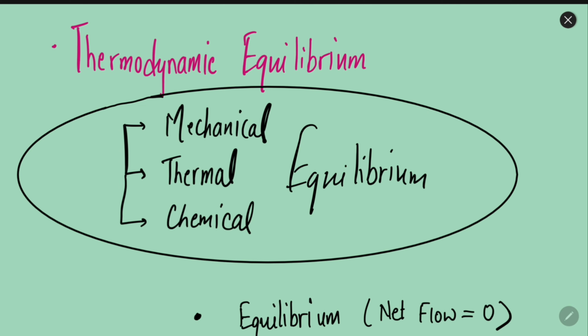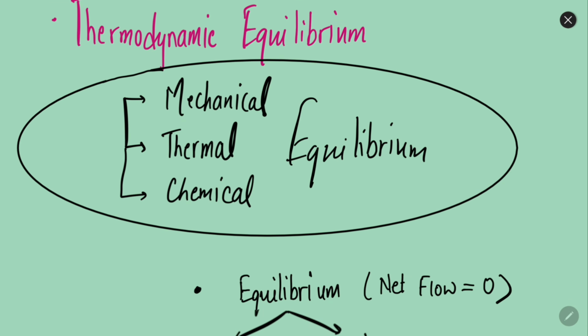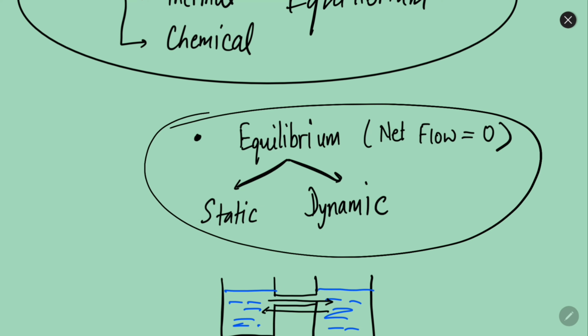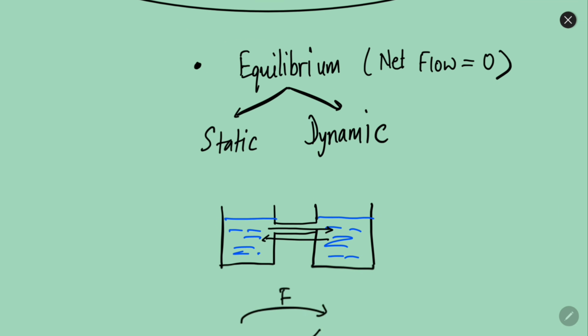Thermal equilibrium means temperature must be the same. Chemical equilibrium means that the forward reaction and backward reaction are the same. Mechanical equilibrium means that there is no transfer of any material. Now equilibrium is of two types, static equilibrium and dynamic equilibrium.